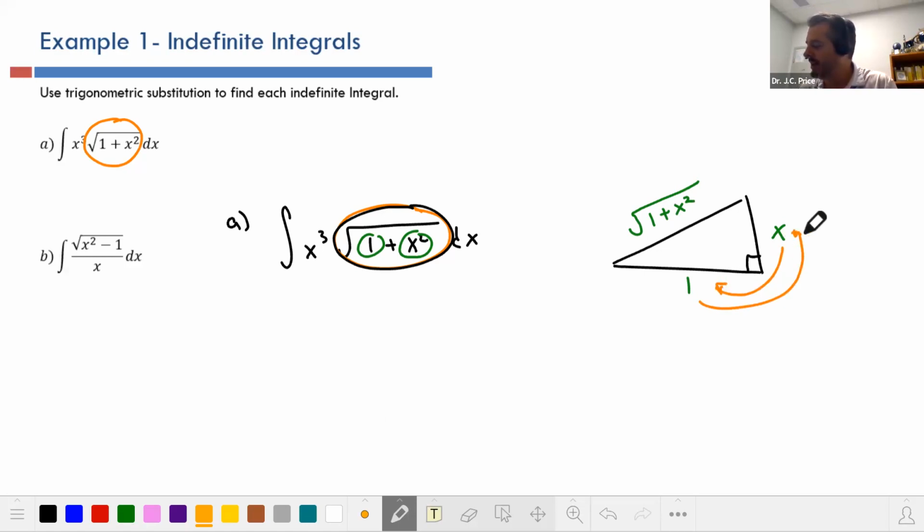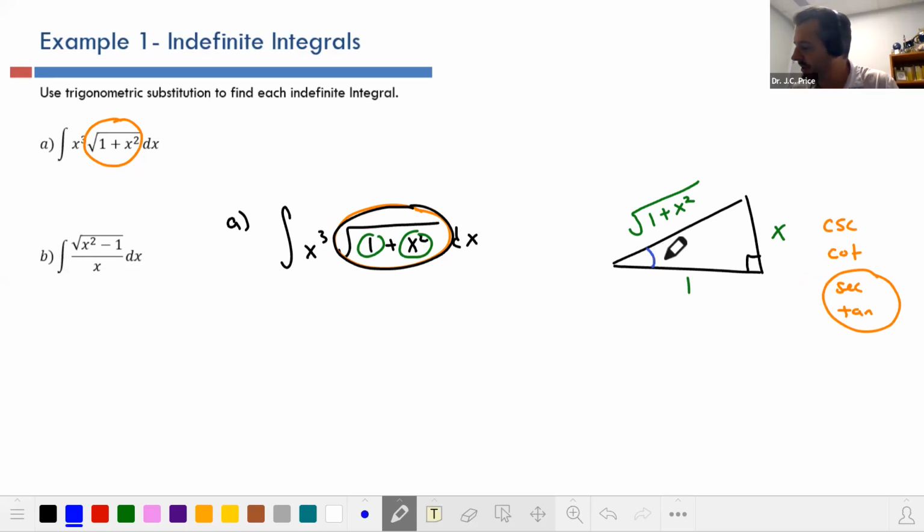Now you can switch out the 1 and the x and move them if you want. But if you do that, you just wind up working with trig functions that I don't like. So I always put my x over here, my 1 down there. And what trig functions do I not like? I don't really like working with cosecants or cotans. I'd much rather work with secants or tans, so I try to keep my triangles so I'm always working with these secant or tan functions. And then between here, I have an angle theta. So this is my theta right here.